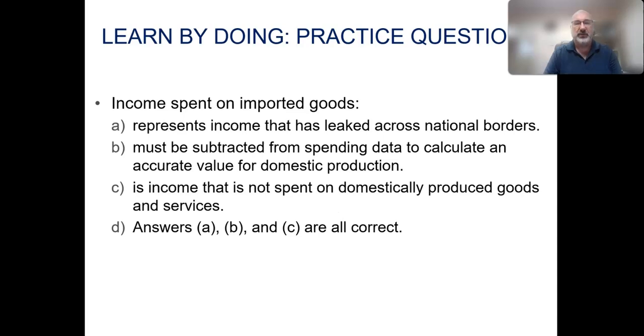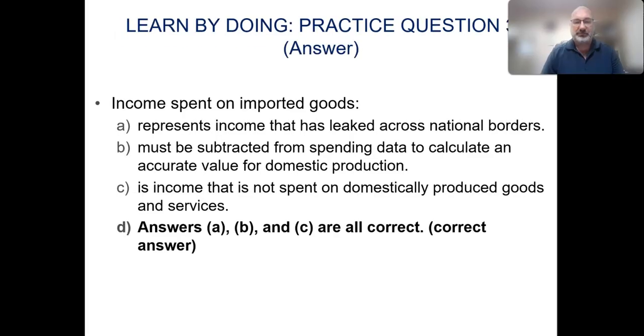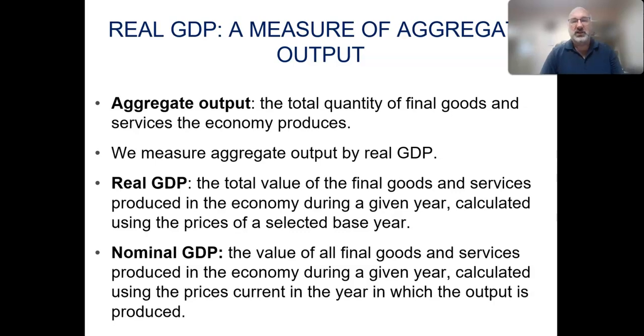B equals negative 50. So 3, income spent on imported goods. Either A represents income that has leaked across national borders, must be subtracted from spending data to calculate an accurate value of domestic production, is income that is not spent on domestically produced goods and services, or A, B, and C are all correct. So let's look at this.